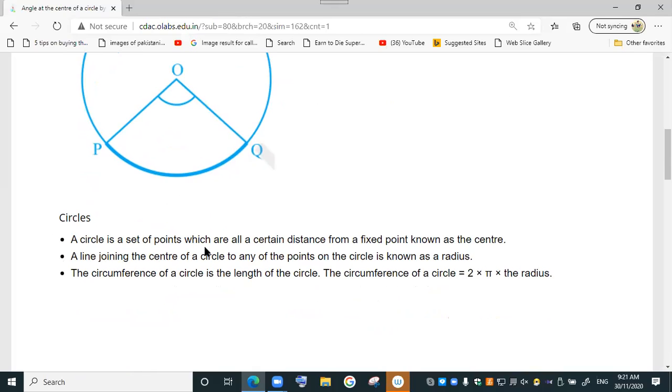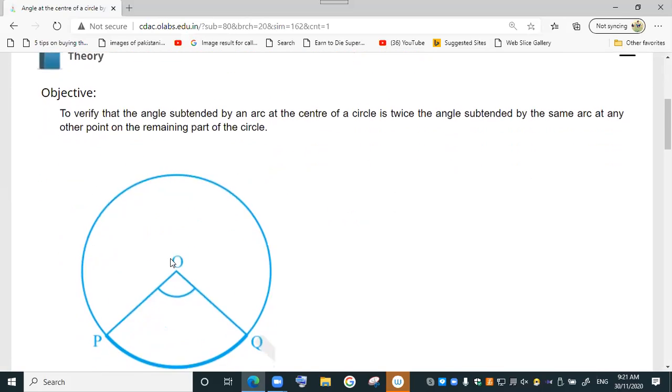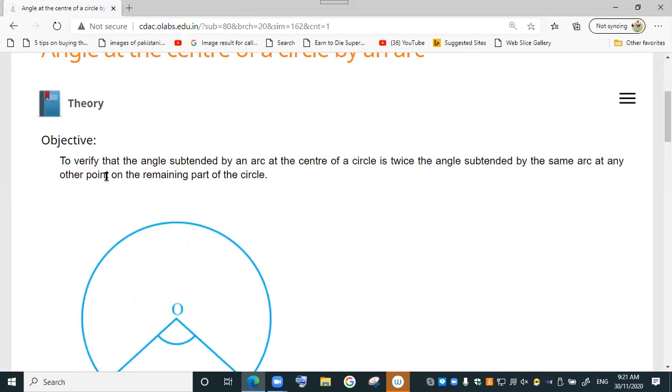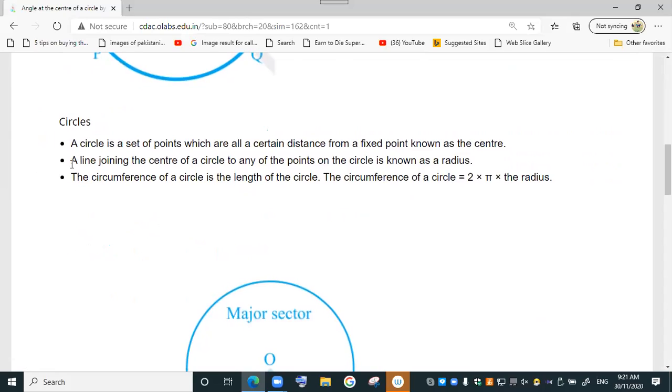Circles. A circle is a set of points which are all a certain distance from a fixed point known as the center. So everyone has to write everything now, because we have done our syllabus. The activity should be written in a proper way, and it should be written in an explained way. I'll tell you what to do. Let me explain it, then what you have to write.